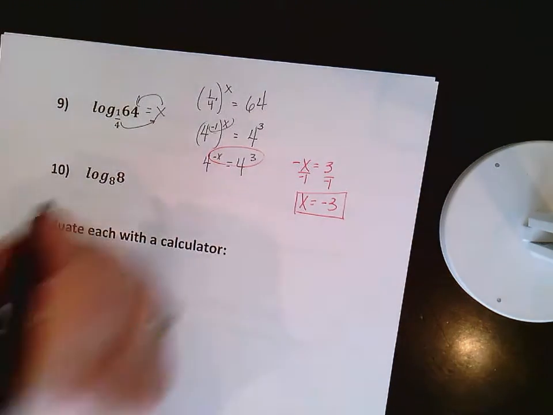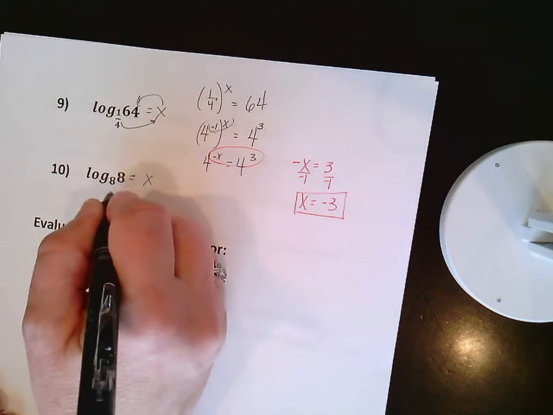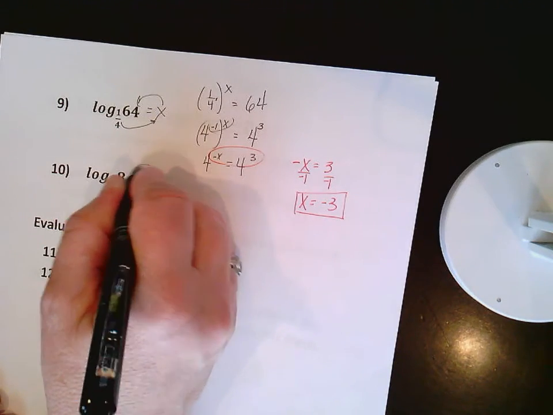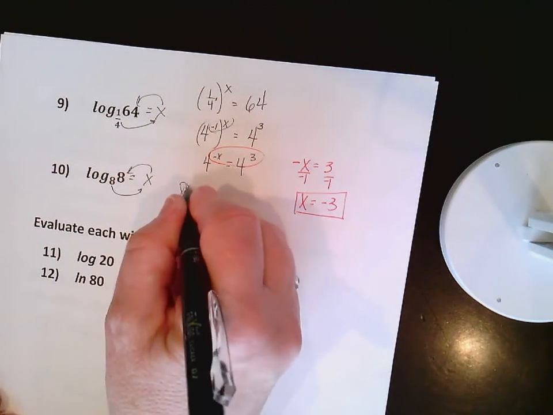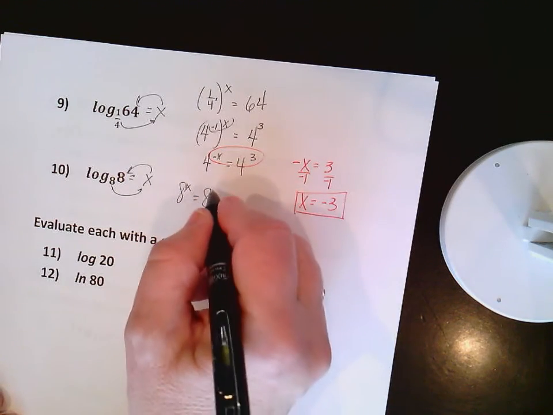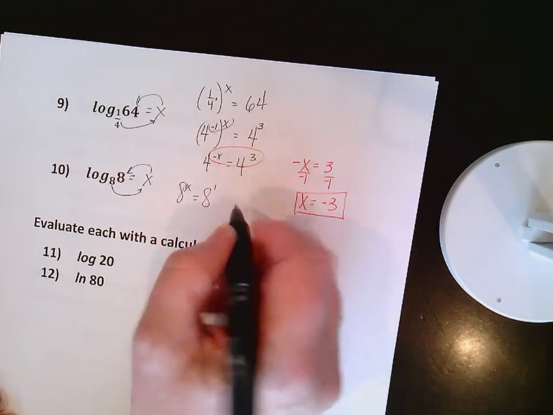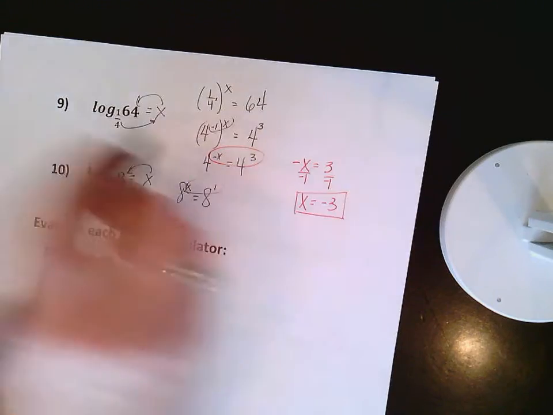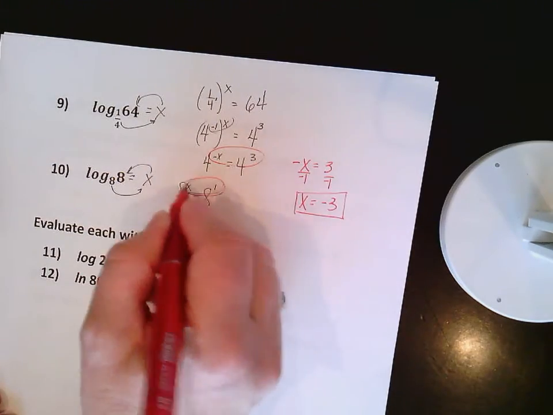Okay, last of these, set it equal to x. I'm going to take the base to the x equals 8. So 8 to the x equals 8. Well, what's the exponent on 8? Well, it's 1. I already have a common base, so I can just set those equal to each other. And x equals 1.